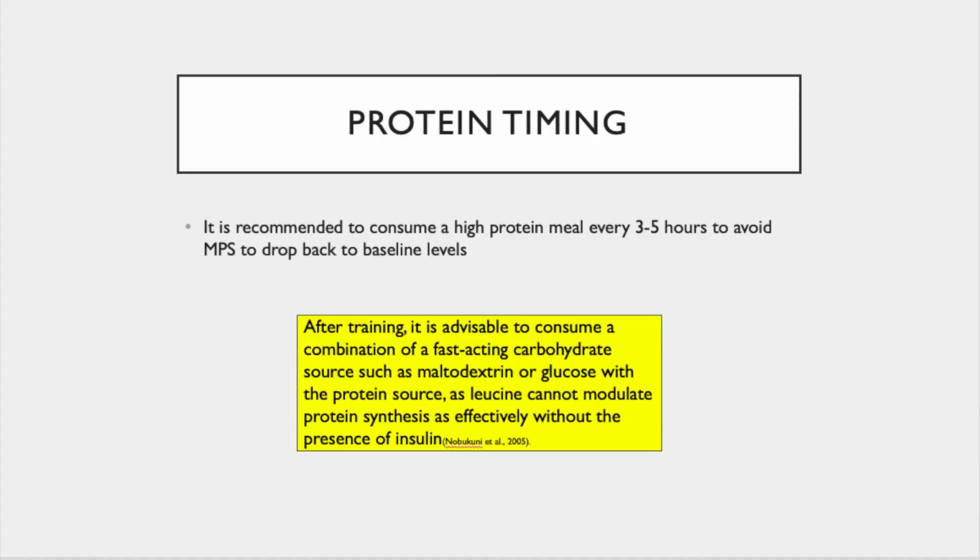Okay. We want to talk about protein timing instead. So what we should say about protein timing: how often should you consume your protein in order to stimulate muscle hypertrophy at the best? According to research, especially Nabukuni et al. 2005, it is recommended to consume a protein source every 3 to 5 hours, and after workouts it is even recommended and advisable to consume a protein source along with a fast-acting carbohydrate such as dextrose, glucose, or maltodextrin in order to spike MPS, but at the same time raise the insulin level.